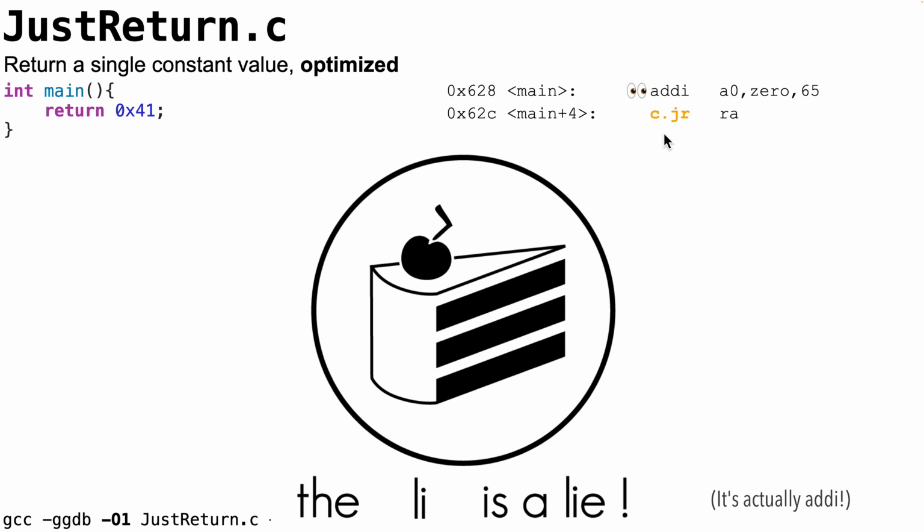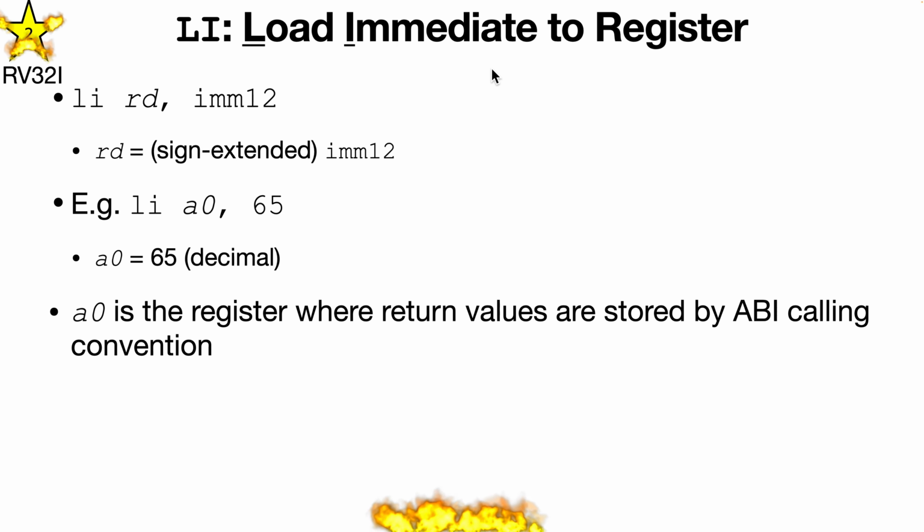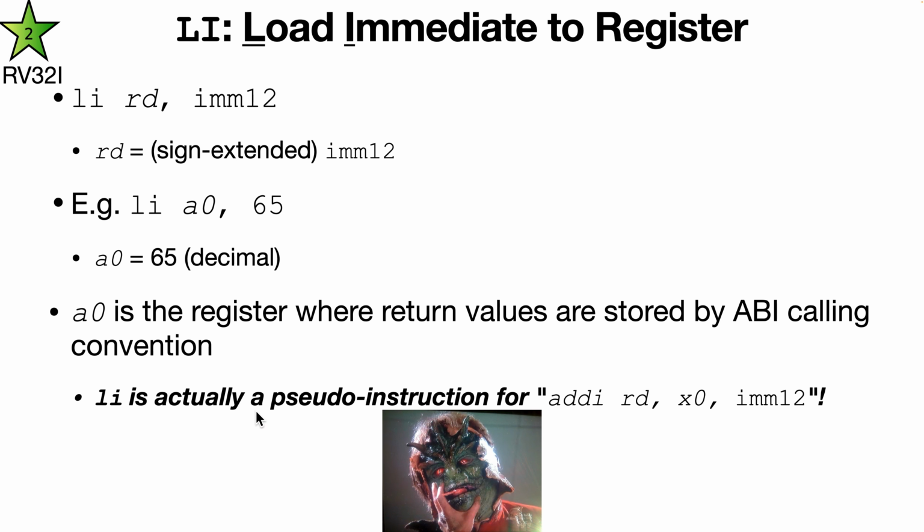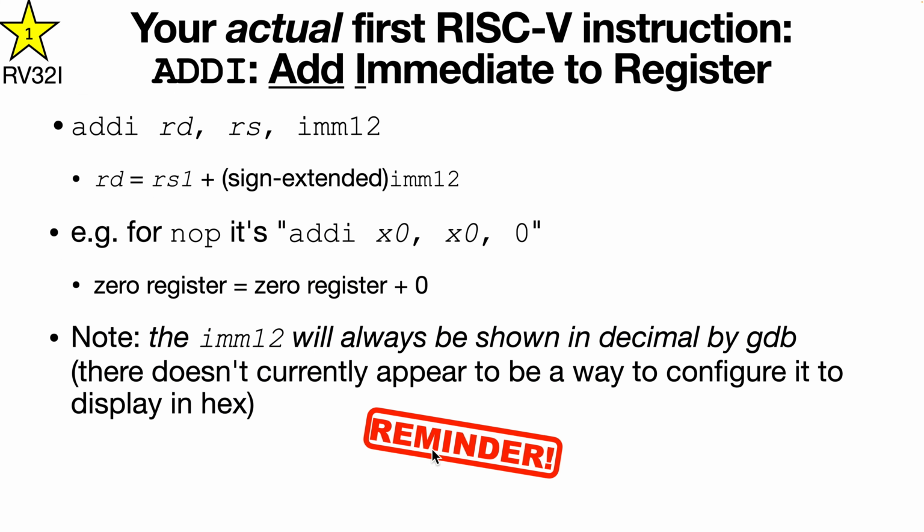So the li is a lie, it's actually addi. And we've already learned about addi when we were learning about no-op. So li is actually a pseudo-instruction, which is doing addi, destination, x0, the hard-coded 0 register, and an immediate. So you're not just loading the immediate into rd, you're adding the immediate to 0 and then placing the result into rd. So the pseudo-assembly instruction li is actually addi. We learned about this already, so that's your reminder.